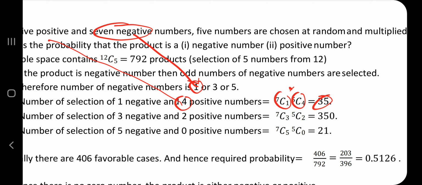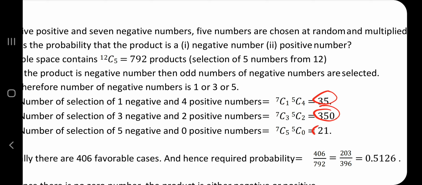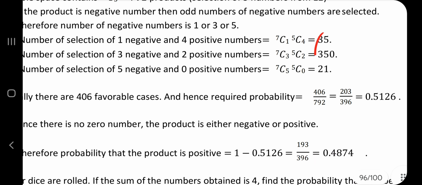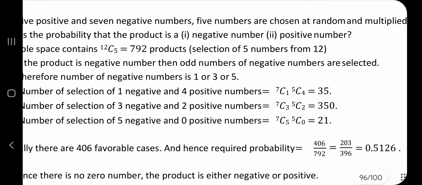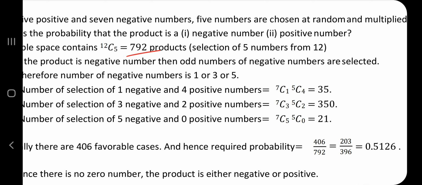Whatever answer we get, we are supposed to add, because it can be either this one or this one or this one. Wherever there is "or", you have to add. Wherever there is "and", you have to multiply. Listen carefully. Wherever there is "or", you have to add. Okay, wherever there is "and", you have to multiply. So you will be adding these, and the total number of possibilities we calculated is 792, right? So 406 by 792 will give us 0.5126. That's your final answer.